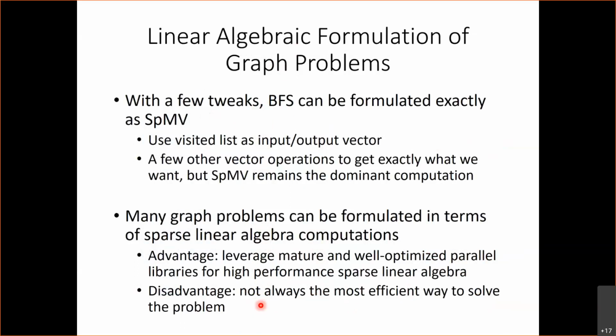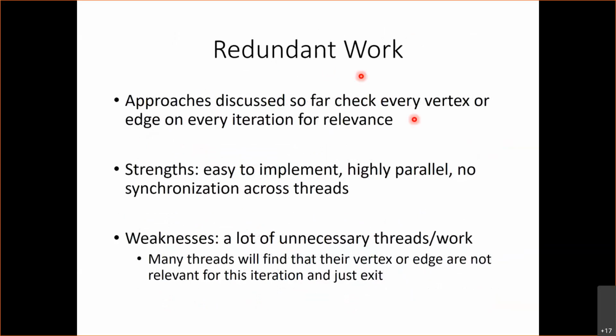And we ended with talking about redundant work. We said that the approaches so far were checking every vertex or edge on every iteration to see whether they're relevant for that iteration. And that meant that a lot of threads sometimes would just get launched, and then they would figure out that their vertex or edge were not relevant, so they simply wouldn't do anything. So that would have been a waste of threads.